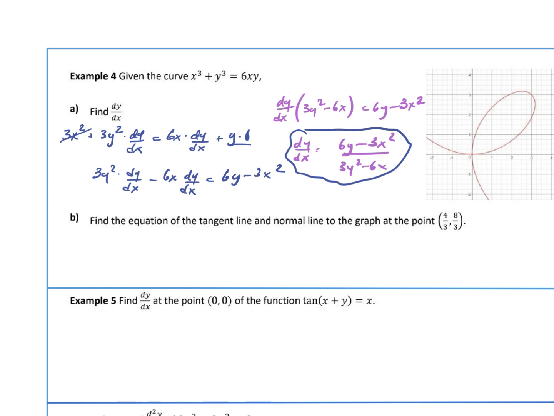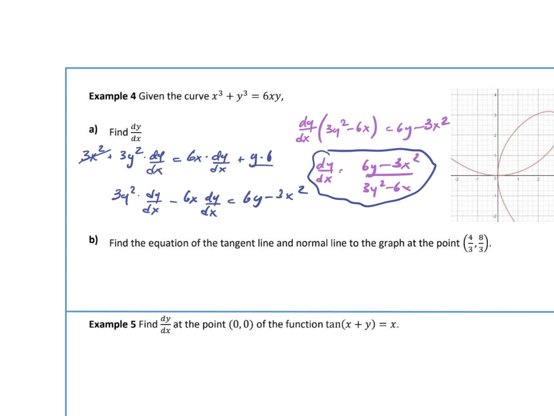All right, so let's go ahead, so they give us the points. Okay, so the x is 4/3, the y is 8/3. So they're both going to take on, so normal line, tangent line. So tangent's going to be y minus 8/3 equals slope times x minus 4/3. All right, so what we need to do here is plug the point into the dy/dx to get the slope, which I'm going to put right here.